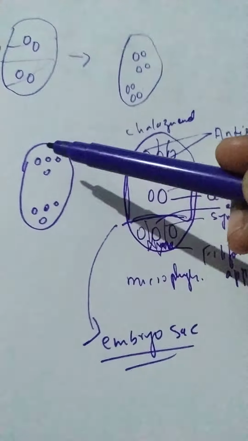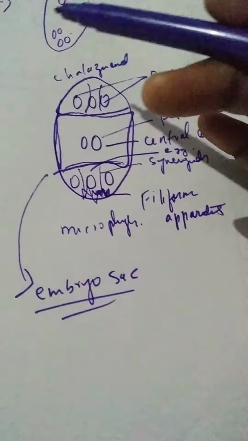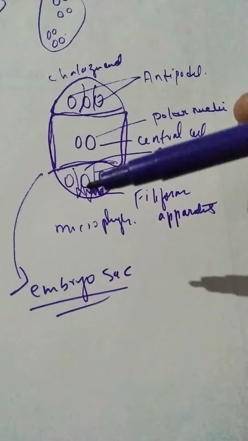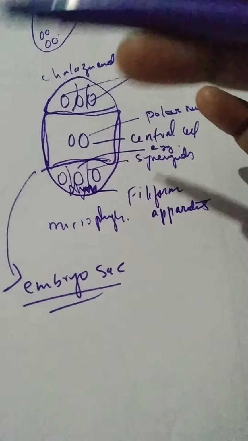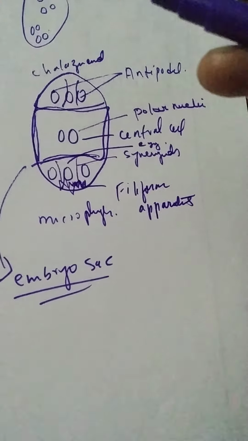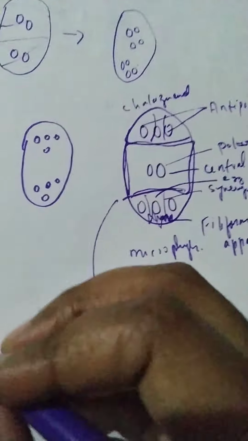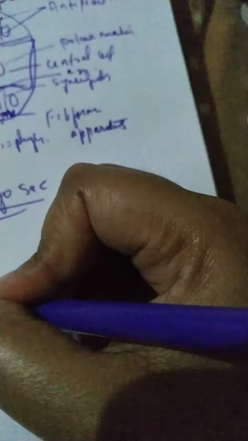which move to opposite sides. You can see how they move, and then a two nucleate embryo sac is formed, and then the third mitotic division gives rise to, and here you have to know, this is very important, these questions used to come, 8 nucleate and 7 cell. This is a very important question: 8 nucleate and 7 cell.